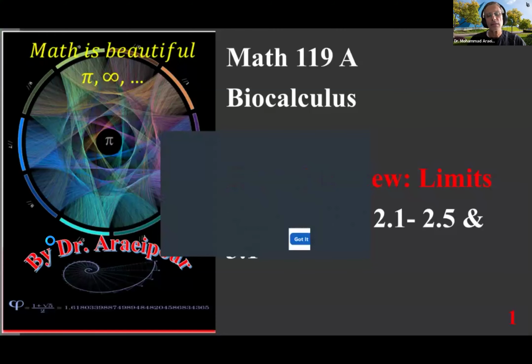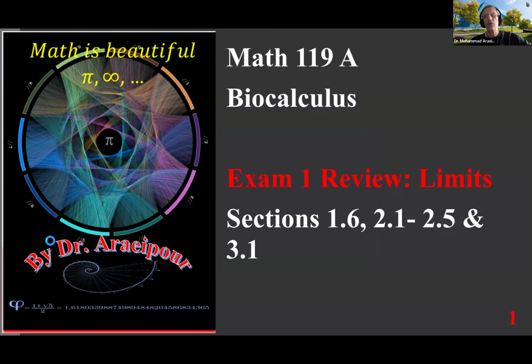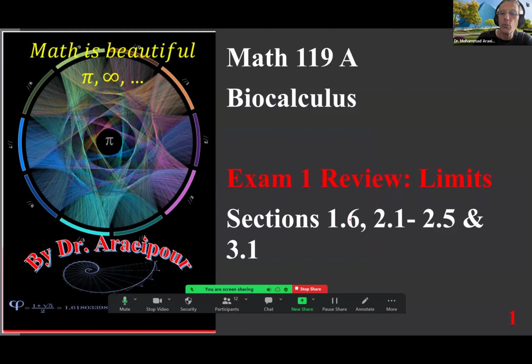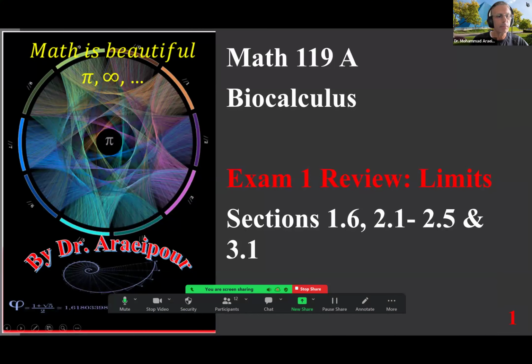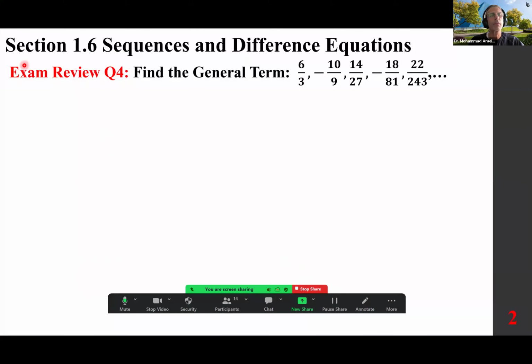Good morning, class. Here's the exam one review on limits, covering sections 1.6, 2.1 through 2.5, and 3.1. All right, so again, exam one review, limits, sections 1.6, 2.1 through 2.5, and 3.1.